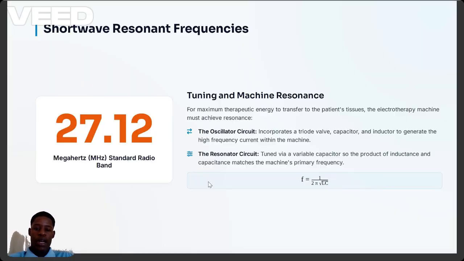Looking at shortwave diathermy, it has two circuits: the oscillator circuit and the resonator circuit. The oscillator circuit is the internal part of the machine that builds up and creates the high frequency current using electrical components like a valve, a capacitor, and an inductor. And then the resonator circuit, or the patient circuit, is the part that is adjusted by the therapist so that the machine's internal circuit perfectly matches the main frequency, ensuring that maximum healing energy transfers between the two machines and the patient.